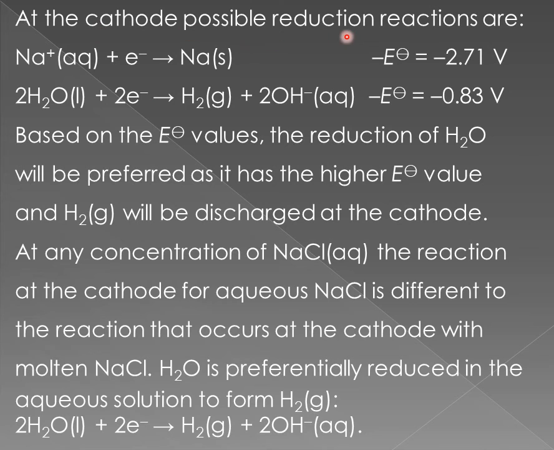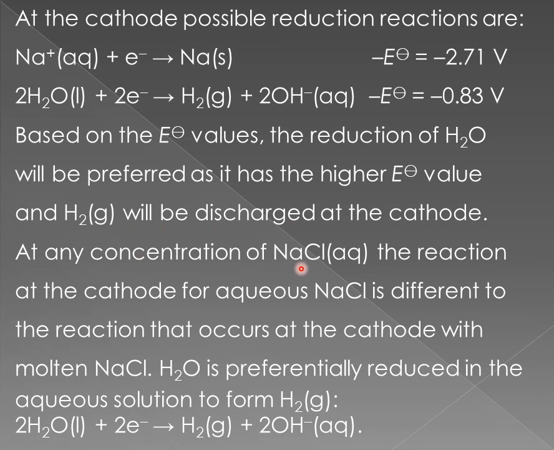At the cathode, the possible reduction reactions are sodium ion reduced into sodium metal and water reduced into hydrogen gas plus 2 hydroxide ions. But the value is higher for water, so it is reduced more preferentially than sodium, and hydrogen gas will be discharged at the cathode.